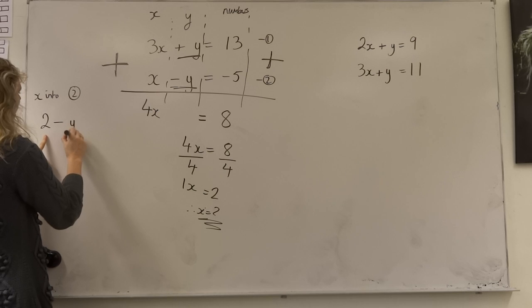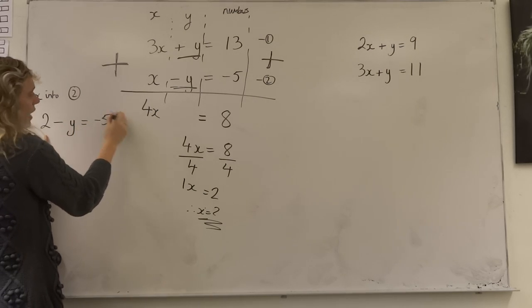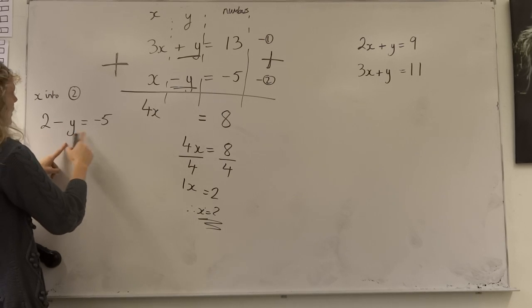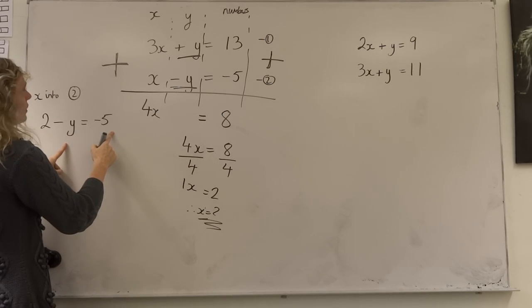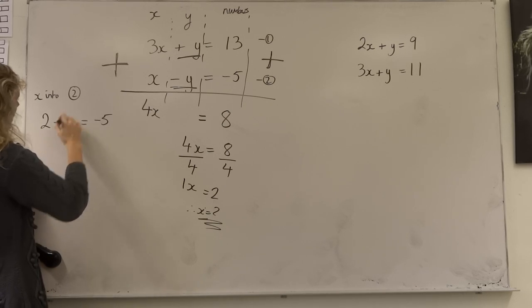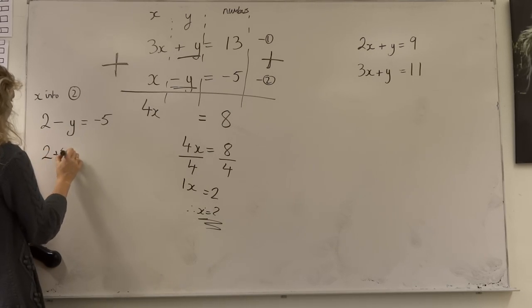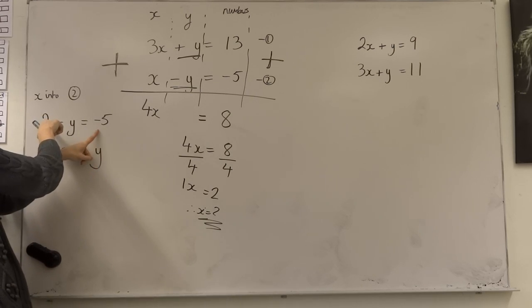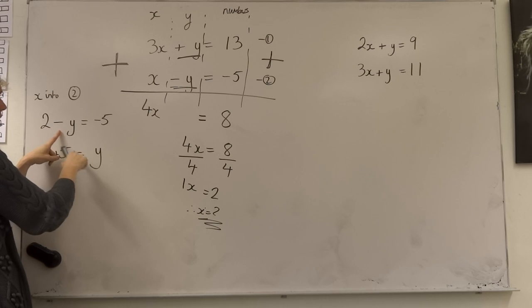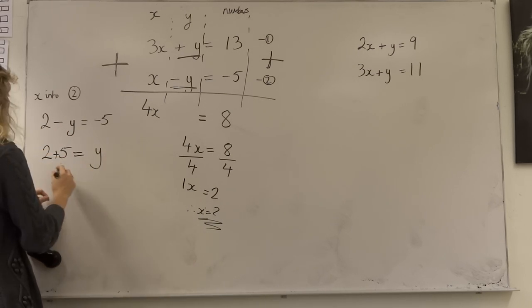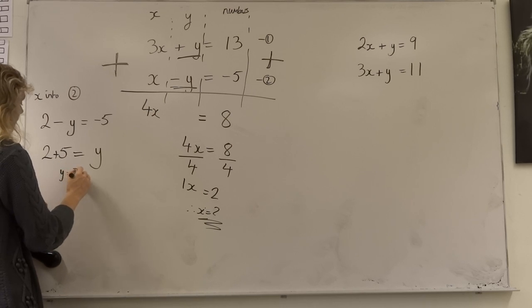2 minus y equals minus 5, because I know that x equals 2. 2 minus something is going to give me minus 5. Well, then y would equal 2 plus 5. I change the minus 5 to the other side, it becomes a plus. I change the minus y to the other side and it becomes plus y. So we get that y equals 7.